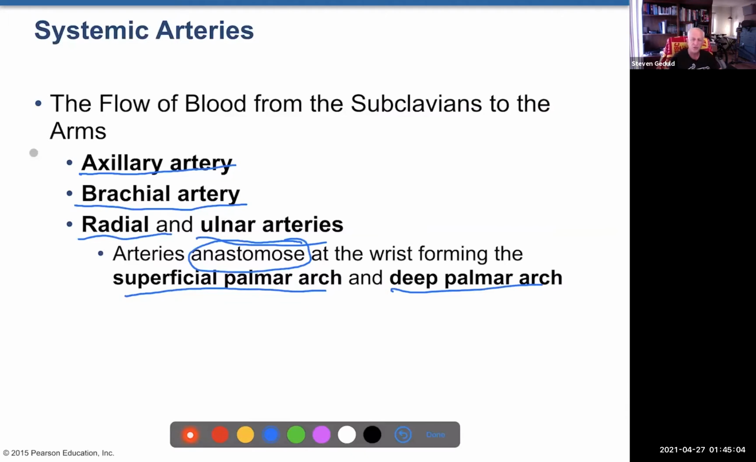Remember, arteries have to turn into veins. And they turn into veins at anastomoses, where they branch into real small fibers and they interweave with each other. Okay? And we control the blood flow through those areas, through those capillary beds.